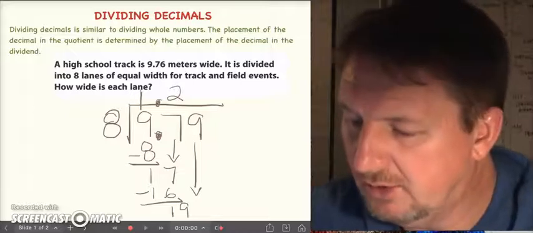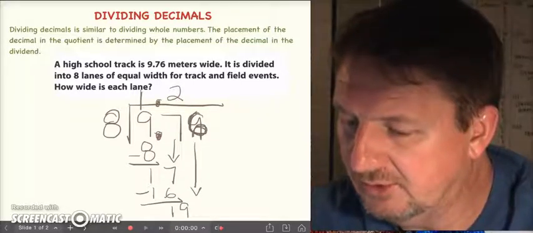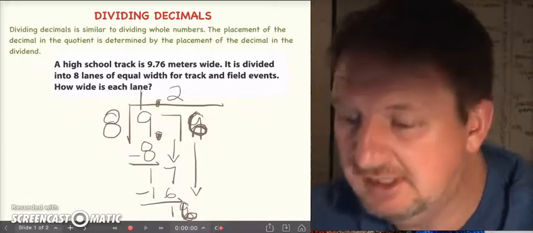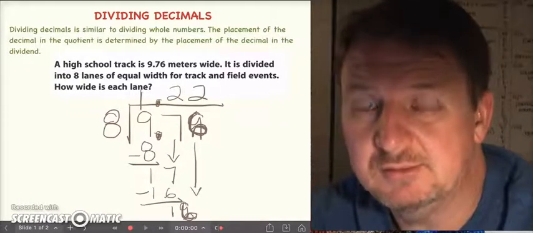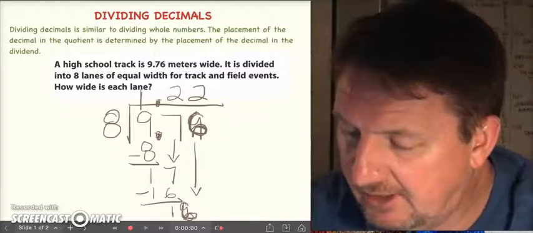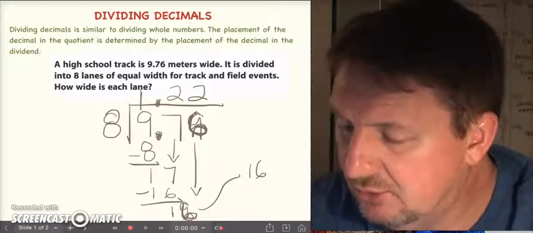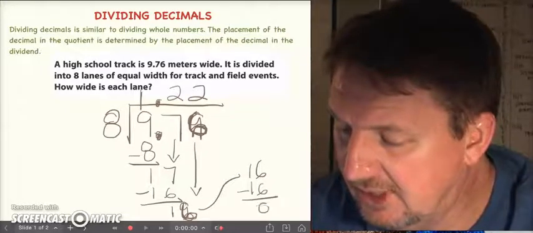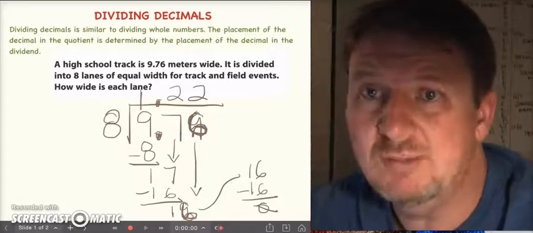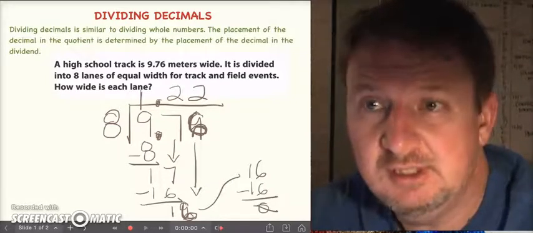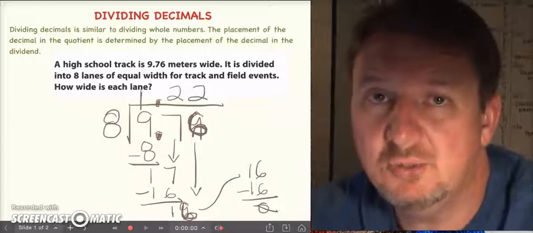Oh, shoot, I put the wrong number there. I was thinking it looked a little weird. That's supposed to be a 6. 8 will go into 16 2 times. 2 times 8, and I can't write it there, but I'm just going to bring this up. 16. 8 times 2 is 16. I subtract, I get 0. So I'm done. So that tells me that each lane is 1.22 meters wide.